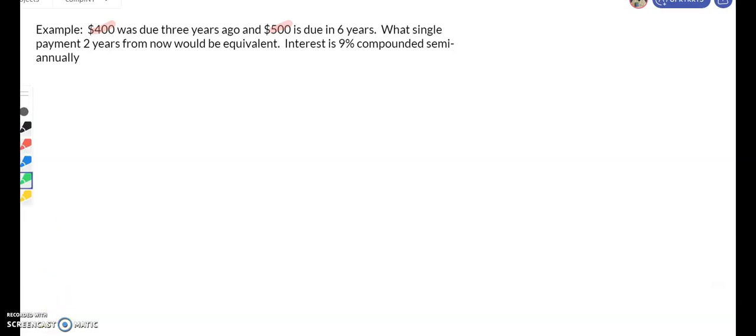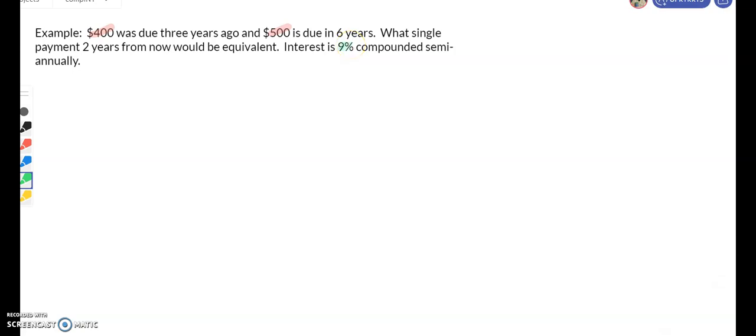Now let's look at this question. $400 was due 3 years ago, and $500 is due in 6 years. What single payment 2 years from now would be equivalent? Interest rate is 9% compounded semi-annually for the whole year. This interest rate of 9% is what we call the nominal interest rate. That'll become important in a couple minutes.